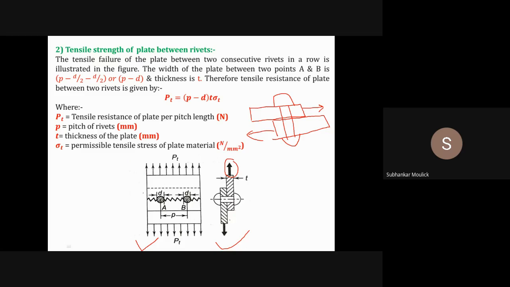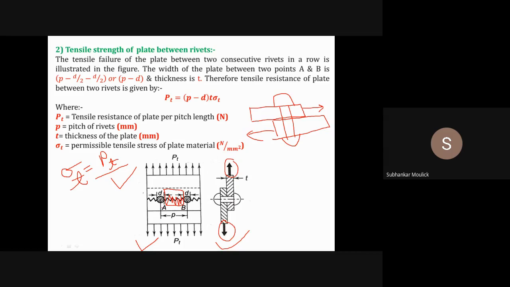now observe the top view clearly. If you apply a tensile load PT in this direction and PT in the opposite direction, what will happen? The plate will fail in between the diameter of the drilled holes. That means if I want to find out the strength of the riveted joint, how can I find it? The tensile strength of the joint is sigma t, that is PT divided by the area. The resisting area is this particular portion. This is your resisting area.